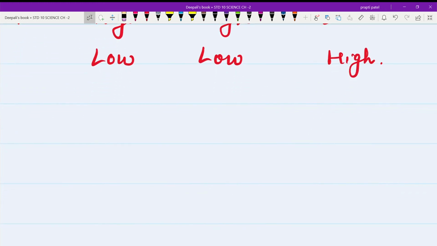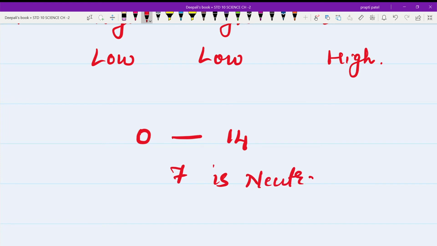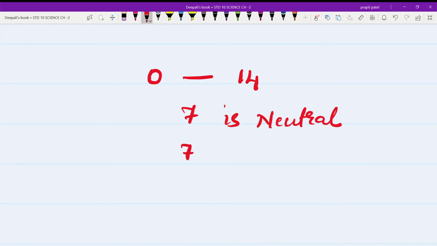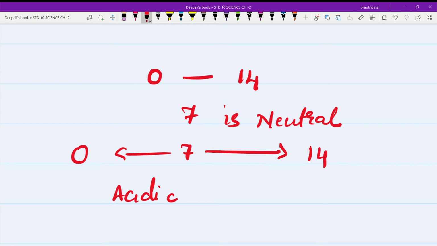And pH ranges from 0 to 14. And 7 is neutral, where it is neither acidic nor basic. If you go from 7 towards 0, it is acidic, and when you go from 7 towards 14, it is basic. This is simply what you need to remember.